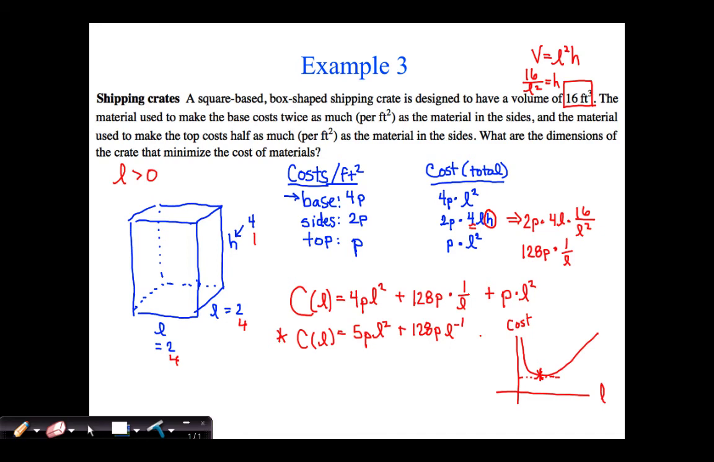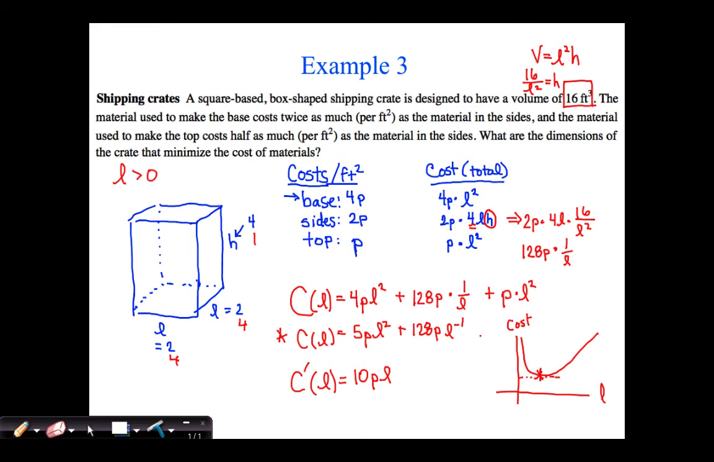Just as a note, p, remember, is not a variable. So if I were to take the derivative of this, the next step in finishing up this problem, p is just like this 5 here, some constant that's multiplied onto the front of this variable, L. I'm taking the derivative of cost with respect to L, so I'd have 5p times 2L to the first, otherwise known as 10p times L.